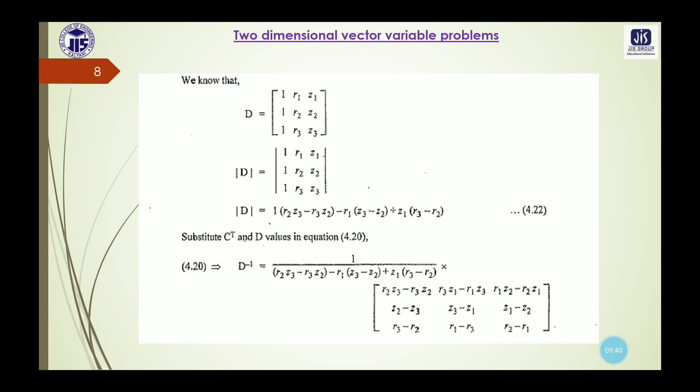Now to calculate the inverse of that matrix, which is actually CT divided by the determinant of D, we can put in the values of CT and the determinant of D, and finally we get this equation. It is the right hand side of this D inverse matrix that we have represented here.